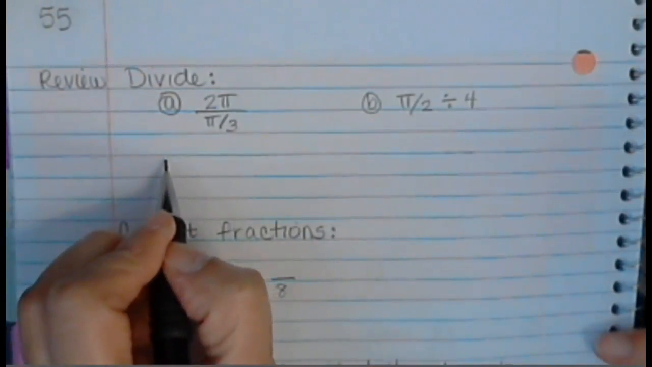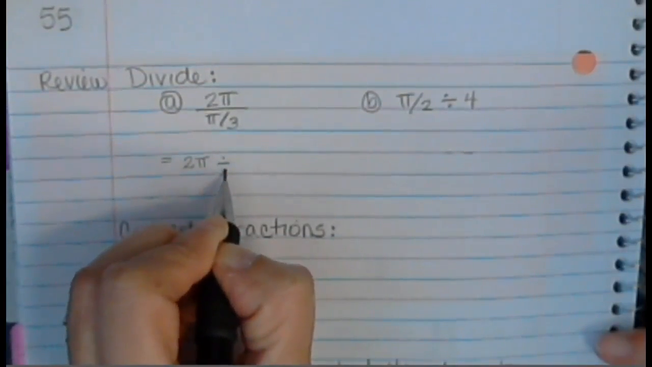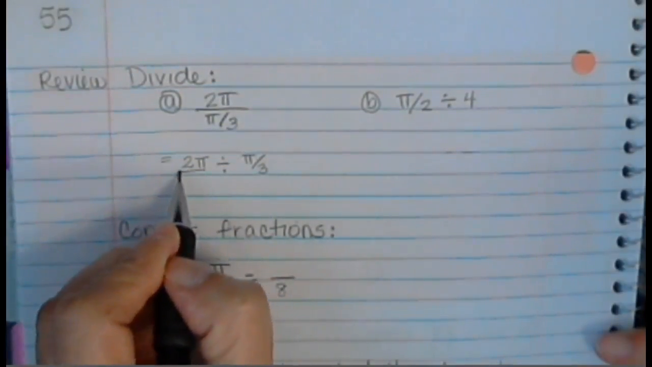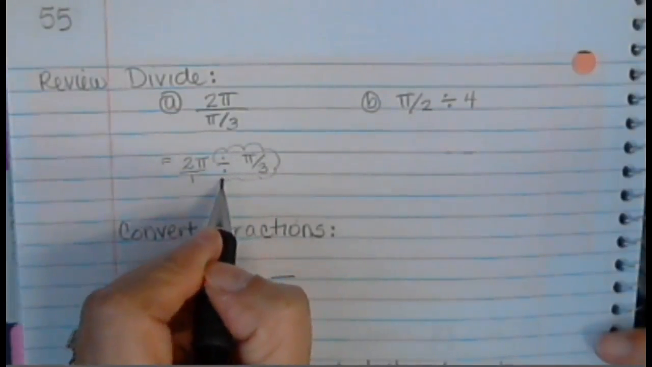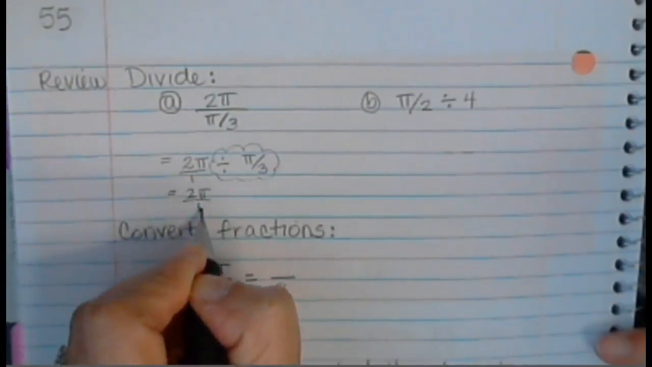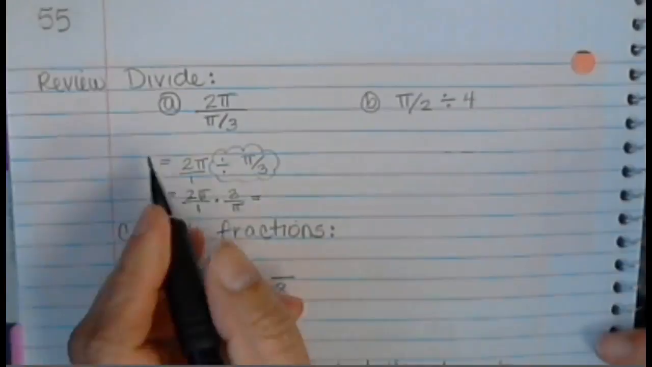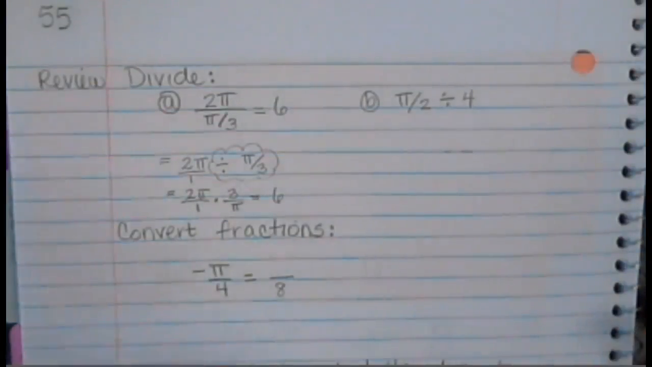To remind you, when you're dividing, think of this as 2 pi divided by pi over 3. And remember, fractions only do it with other fractions, and more importantly, when you're dividing, you multiply by the reciprocal. So this becomes 2 pi over 1 times 3 over pi, and we're going to see that this answer becomes 6. So the answer to this one is 6.